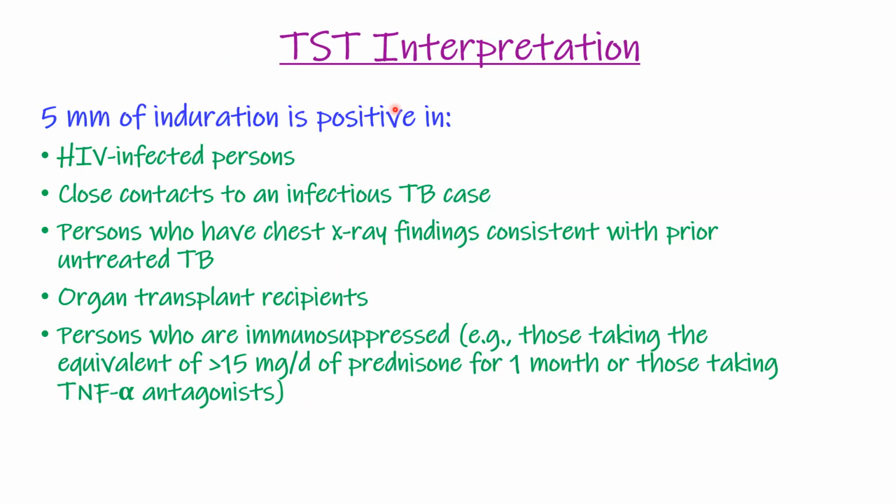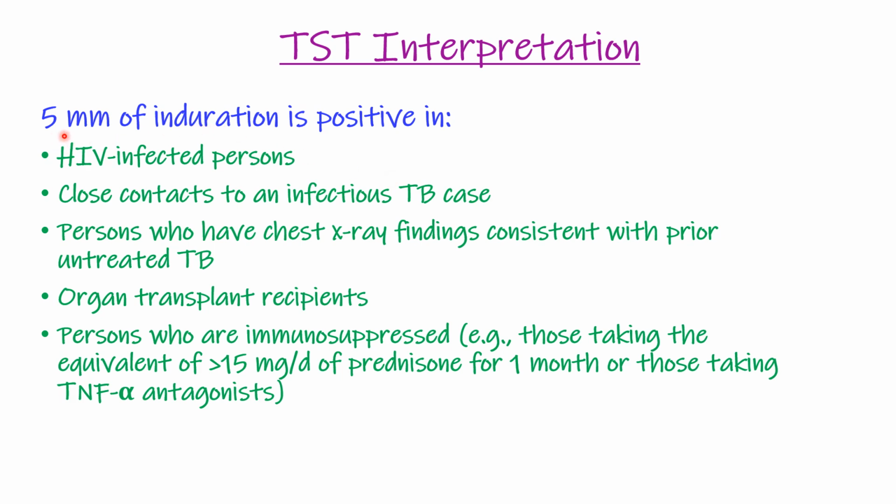So how do we interpret it? The interpretation is based on the risk factors of the individual that we are screening. Does this individual have risk factors for TB, or is this individual healthy? Risk factors for TB, for example, are patients who are HIV positive, patients who are on immunosuppressive drugs, etc.